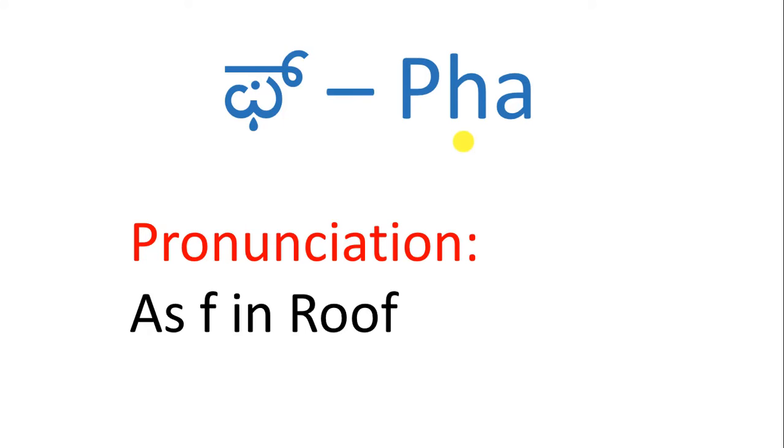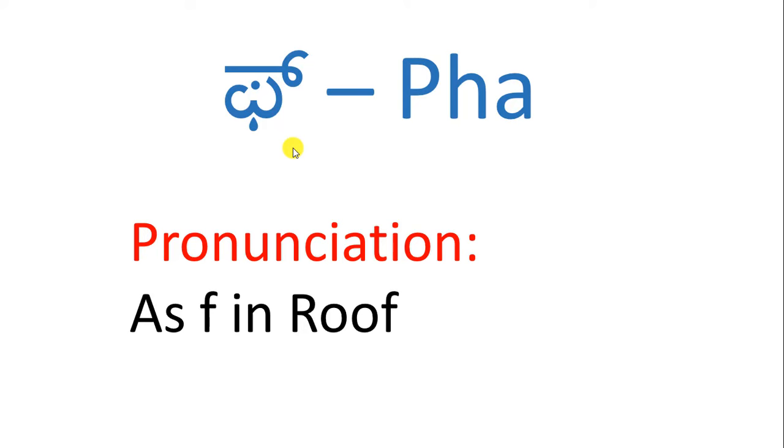The next root consonant is f. The pronunciation of this root consonant is as the letter f in roof. How would the letter f sound if r-o-o is removed? Roof, f. And that is how this root consonant is pronounced, f.